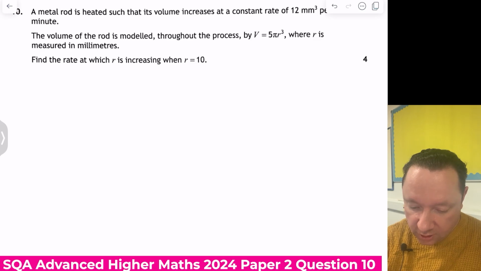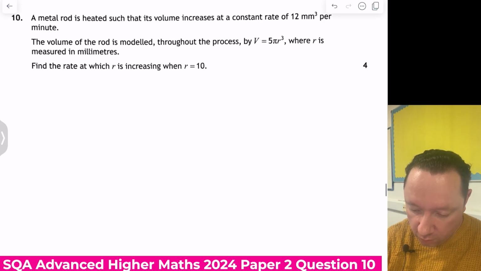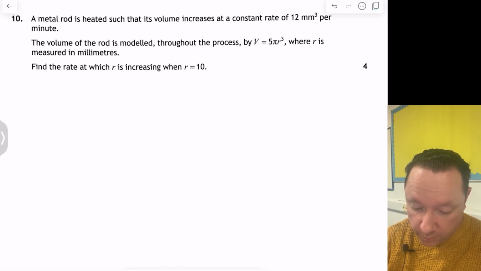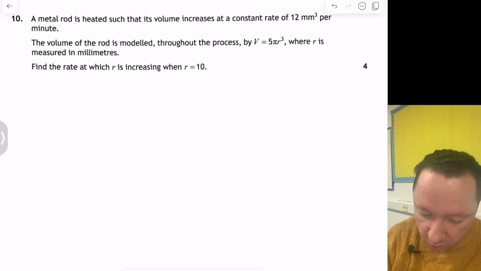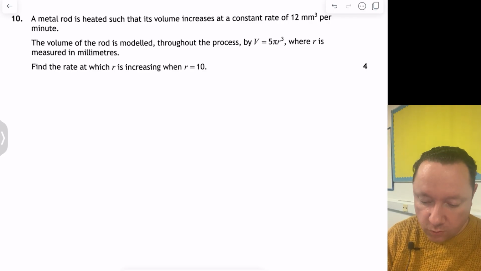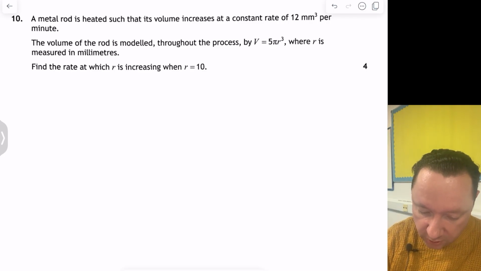SQA Advanced Higher Maths 2024, Paper 2, Question 10. A metal rod is heated such that its volume increases at a constant rate of 12 millimetres cubed per minute. The volume of the rod is modelled throughout the process by V equals 5 pi r cubed, where r is measured in millimetres. Find the rate at which r is increasing when r is 10.